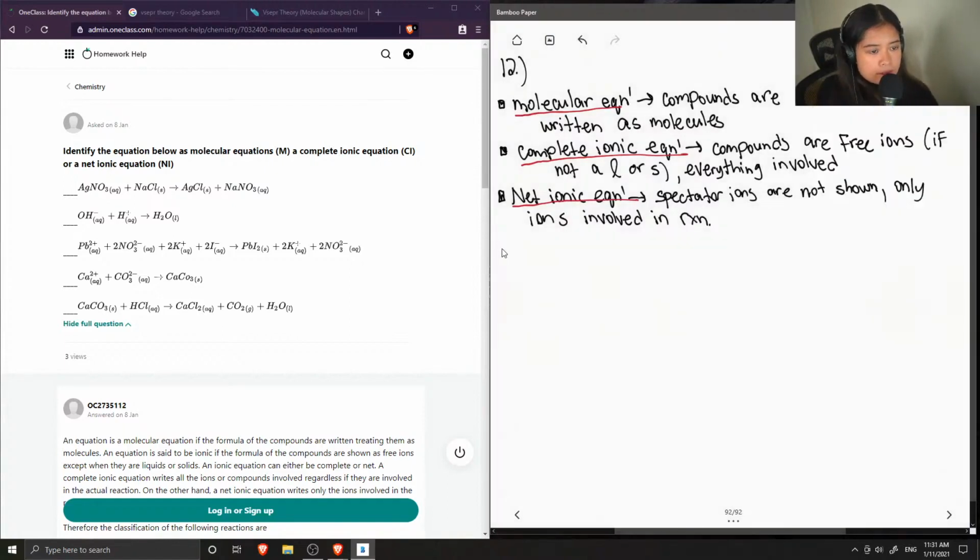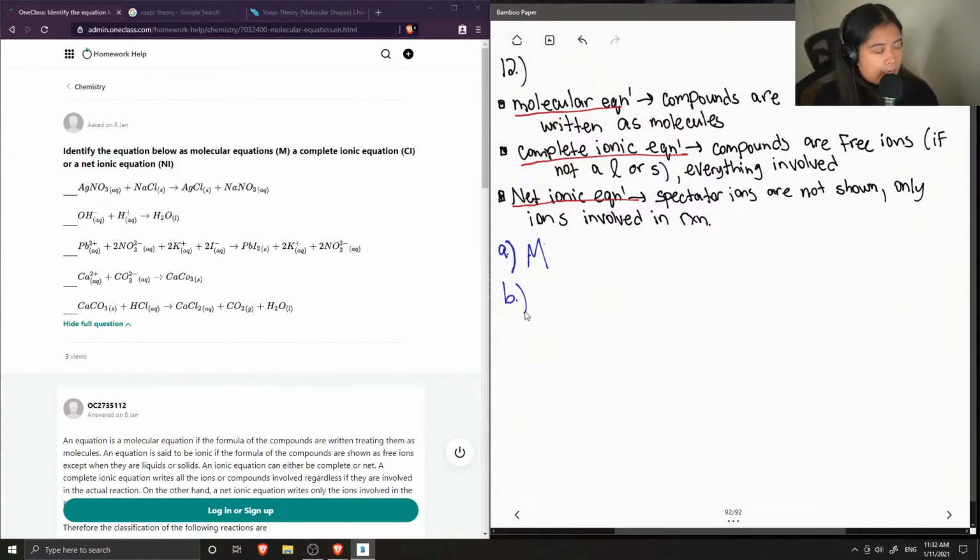So now let's look at the first equation. We have silver nitrate, sodium chloride, and silver chloride, sodium nitrate. So everything is written as molecules. So therefore A is a molecular equation. Or I can denote this as a capital M, like what they said in the question.